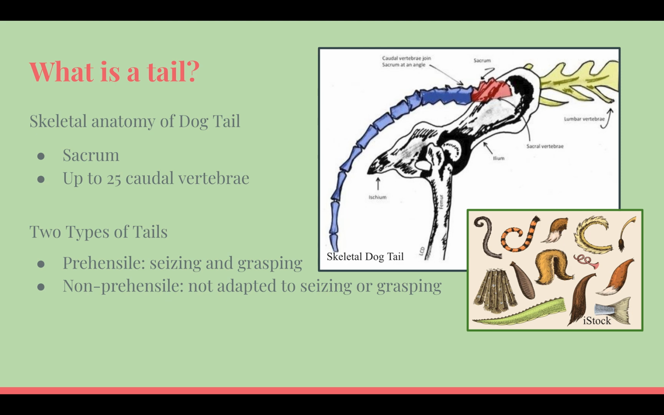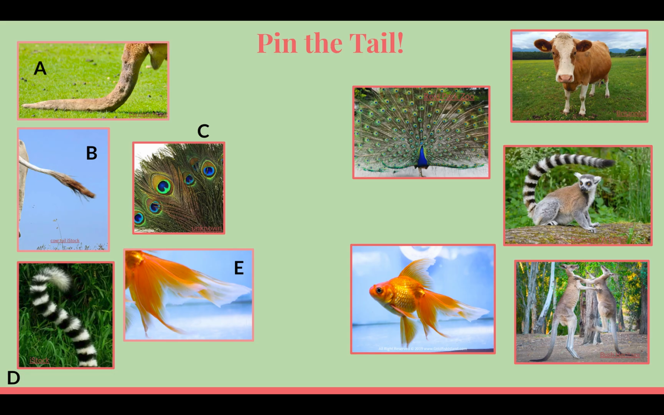And now that we have an idea of what really makes up the tail, we are going to focus on two major types of tails and what exactly they do. These two major types of tails are called prehensile tails, which are adapted for seizing and grasping, and non-prehensile, which are not adapted for seizing and grasping. So before we get started on some of the more general functions of tails, we wanted to play a little game of pin the tail.